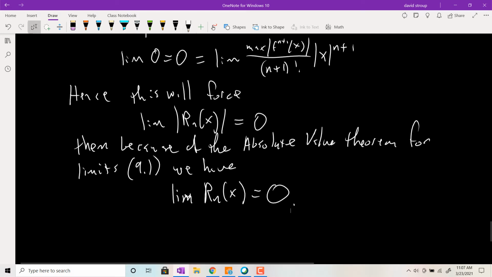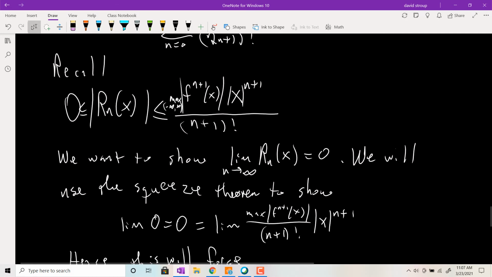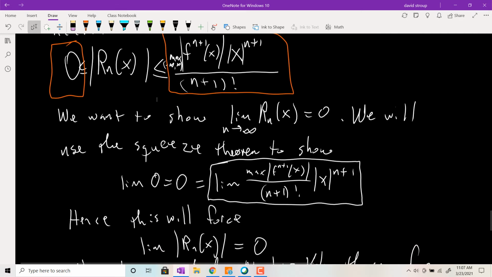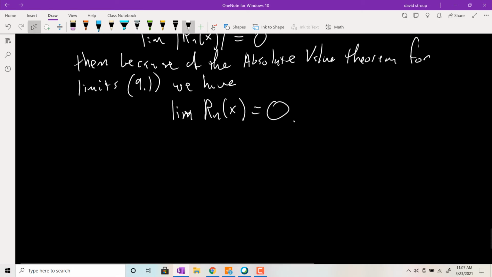Okay, so the troublemaker here is this guy right here, trying to show that this thing equals 0. The limit of 0 clearly is 0. So on this side, the left side, we're kind of done. It's this right-hand side that we need to worry about. So the first thing I'm going to get off my plate is just dealing with the maximum of the n plus first derivative. And that turns out to be pretty easy because we're dealing with a sine function.